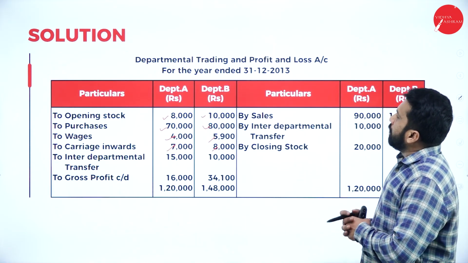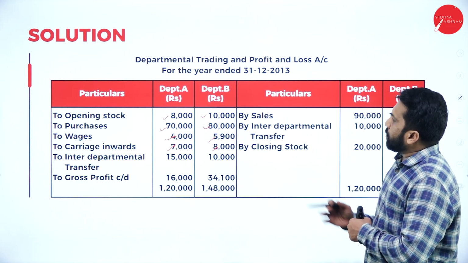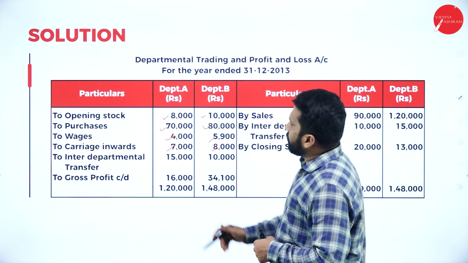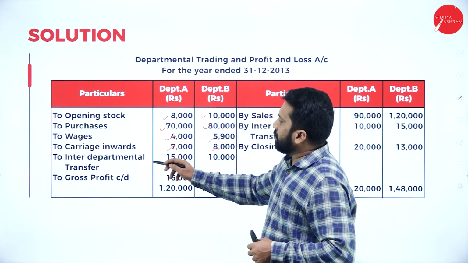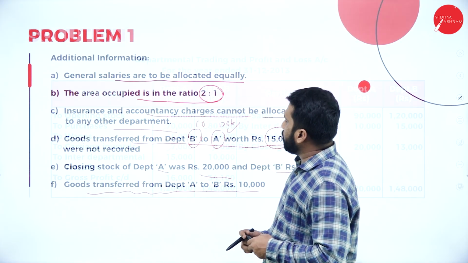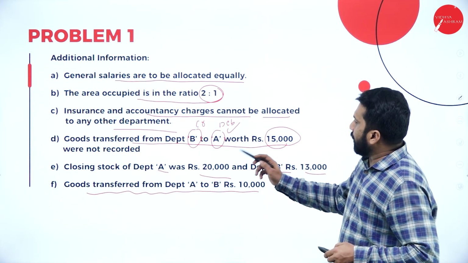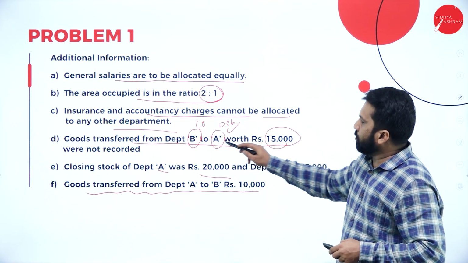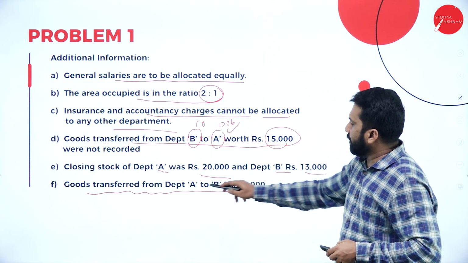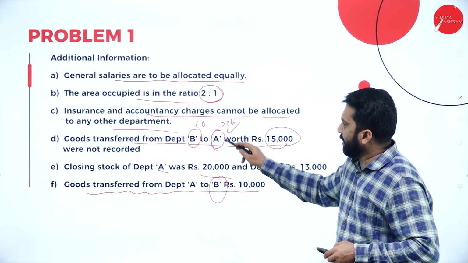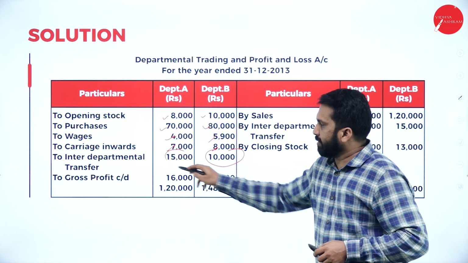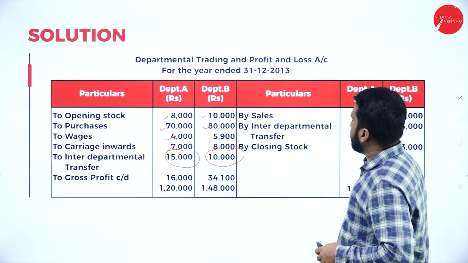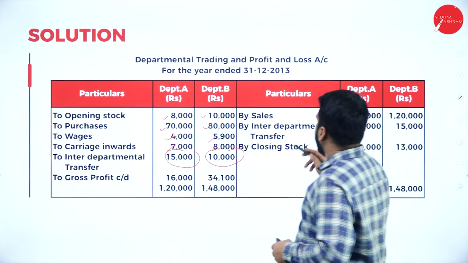Now, departmental trading and profit and loss account. Up to this, it is done. As I told you, carriage inward is on the basis of your purchases. Internal departmental transfer: see, 15,000 is B to A, and 10,000 is A to B. B is a receiver. A is a receiver. Similarly, your sales is done.